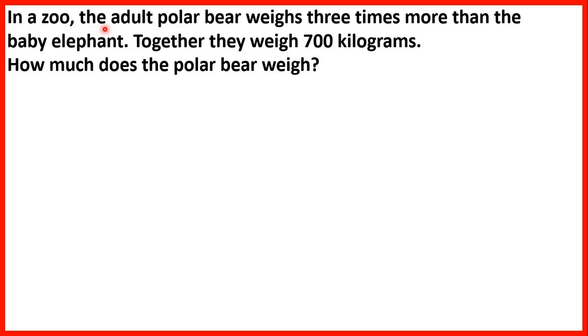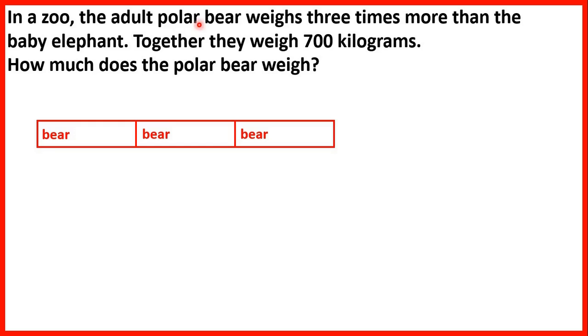In a zoo, the adult polar bear weighs 3 times more than the baby elephant. Together, they weigh 700 kilograms. How much does the polar bear weigh? So, with a bar model, we can draw 3 bars for the adult polar bear and 1 for the baby elephant, because the adult polar bear weighs 3 times more than the baby elephant.